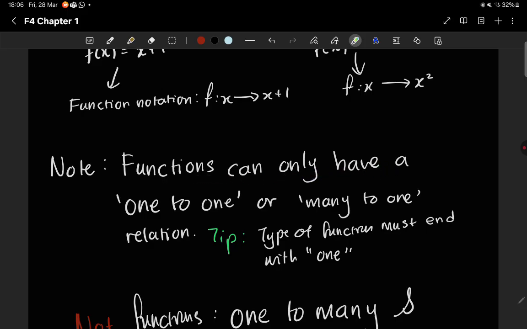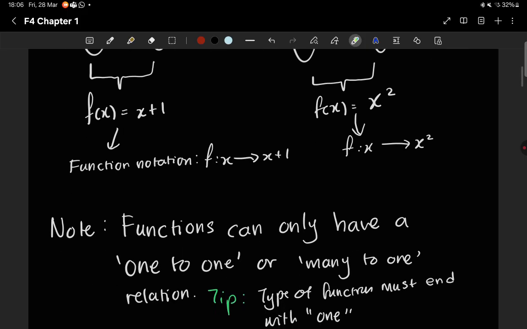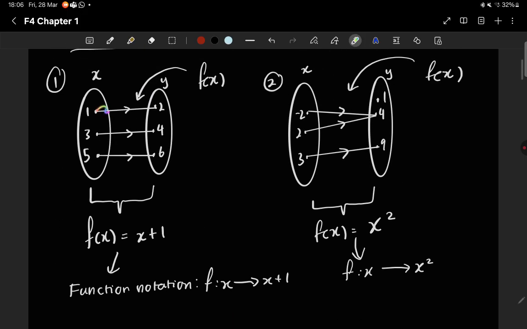Okay, so let's move into the second important thing that we have to know, that functions can only have a one-to-one or a many-to-one relation. Okay, so to understand what's going on over here, if you could see the examples I gave earlier on, for example, this 1 gives us a 2, this 3 gives us a 4, and this 5 gives us a 6. And if you could notice, each line that is connecting between the sets is only connected to one corresponding value. They are not connected to two.